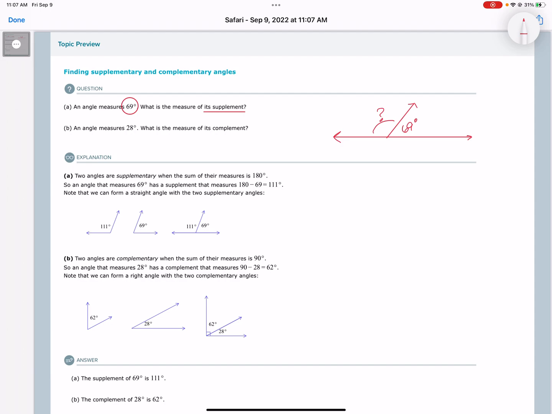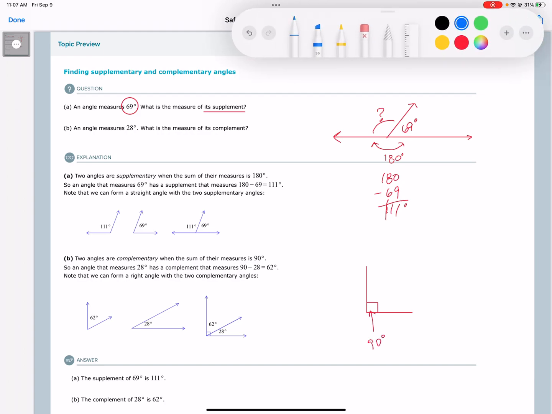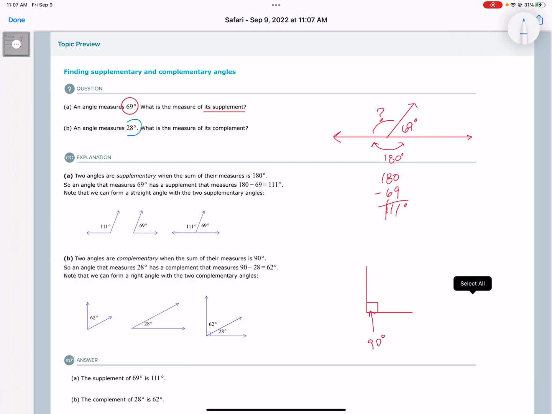So I say, okay, this is 69 degrees. We know this here is 180 degrees. So just 180 minus 69 is going to get me 111 degrees. The next one's asking about complementary. Complementary is when I have a right angle. Remember, a right angle is 90 degrees. So it's two angles whose measures together equal 90. So if one is 28 degrees, what's the other one? Well, 90 minus 28 is going to get me 62 degrees.